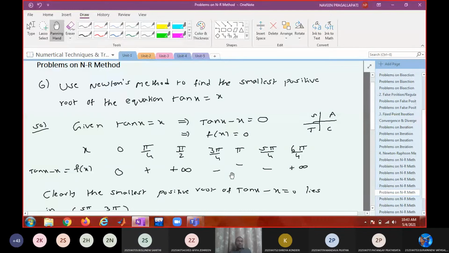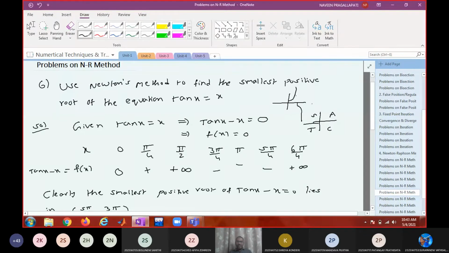Yes, sir. You cannot say, because pi by 2 is a point of discontinuity. Okay, so if there is a discontinuity, the root may not lie. Up to pi by 2 it keeps on going to infinity, right? And after pi by 2, what is happening? Up to pi by 2, f of x values are going to infinity, and after pi by 2, the function values are negative.